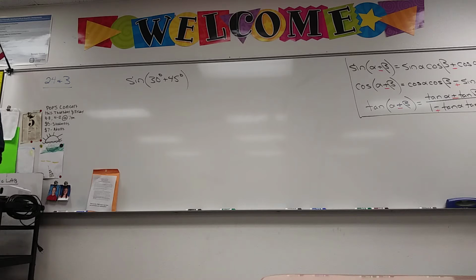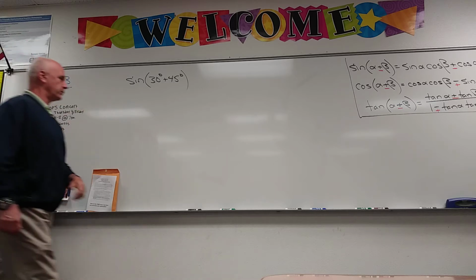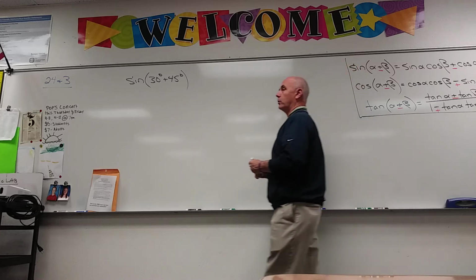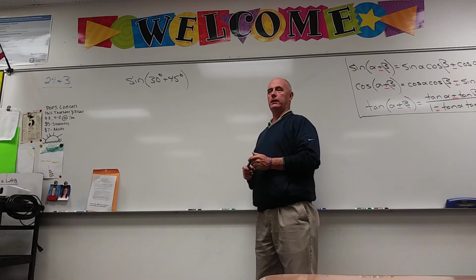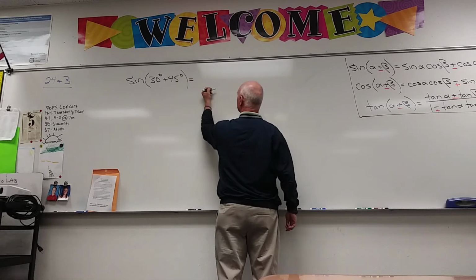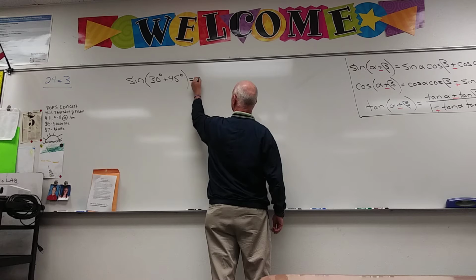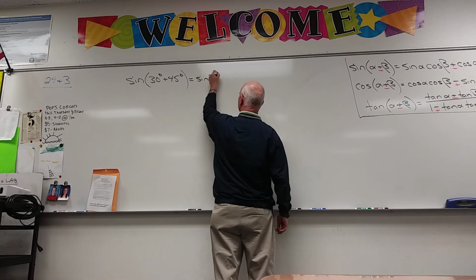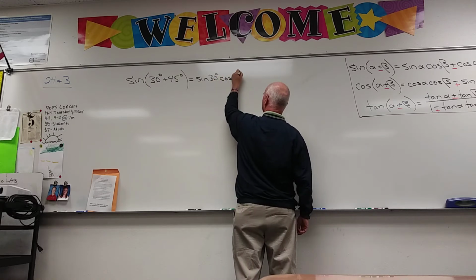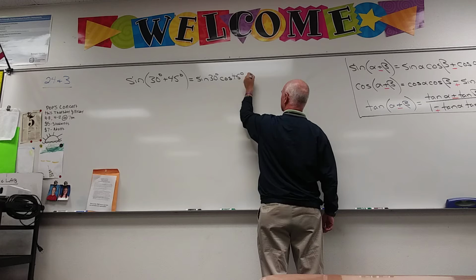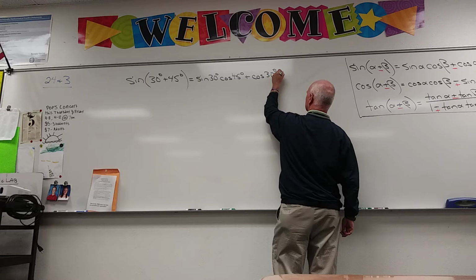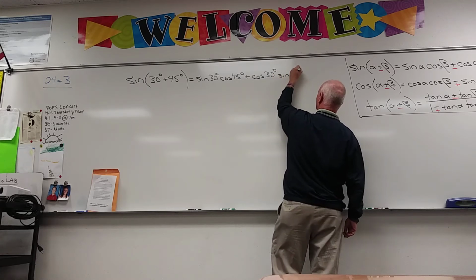Okay? So let's go back to the original question. What's the sine of 30 degrees plus 45 degrees? So in this case, what is alpha? 30. And what is beta? 45. So let's jot down the formula. Tell me what to write. Sine of 30 degrees times the cosine of 45 degrees plus cosine of 30 degrees sine of 45 degrees.